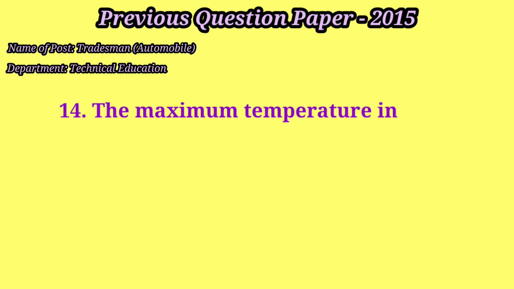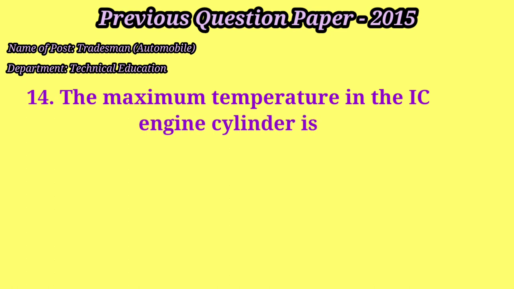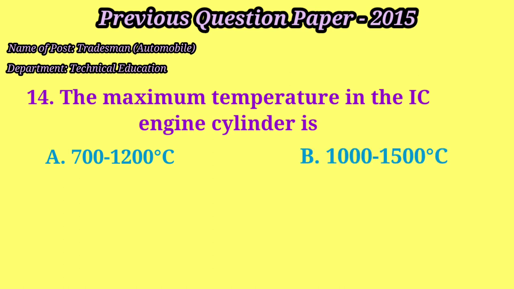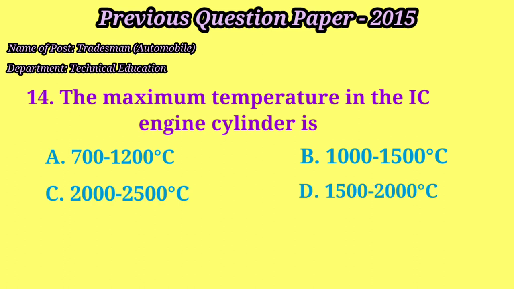14. The maximum temperature in the IC engine cylinder is A. 700 to 1200 degrees Celsius. B. 1000 to 1500 degrees Celsius. C. 2000 to 2500 degrees Celsius. D. 1500 to 2000 degrees Celsius. Answer: 2000 to 2500 degrees Celsius.